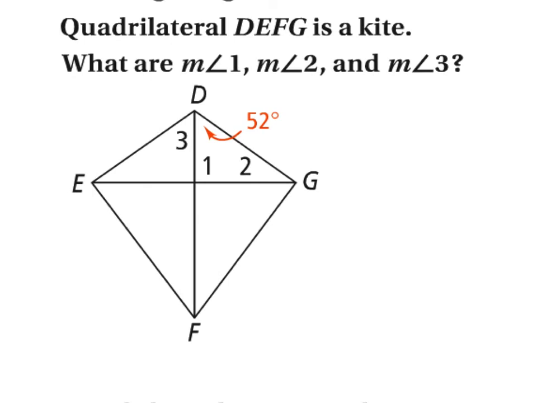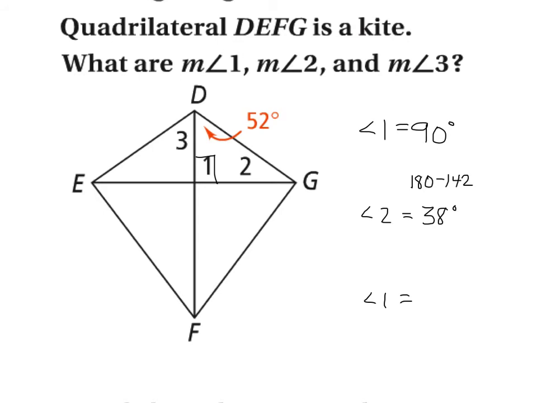It says quadrilateral DEFG is a kite. What are the measures of angle 1, angle 2, and angle 3? Well, the easiest one to figure out off of the get-go is angle 1, simply because the diagonals are perpendicular. So angle 1 happens to be 90 degrees. Well, you know that if angle 1 is 90 and angle 2 is 52, if I add 90 and 52, that gives me 142. So if I take 180 minus 142, angle 2 is going to be 38 degrees.